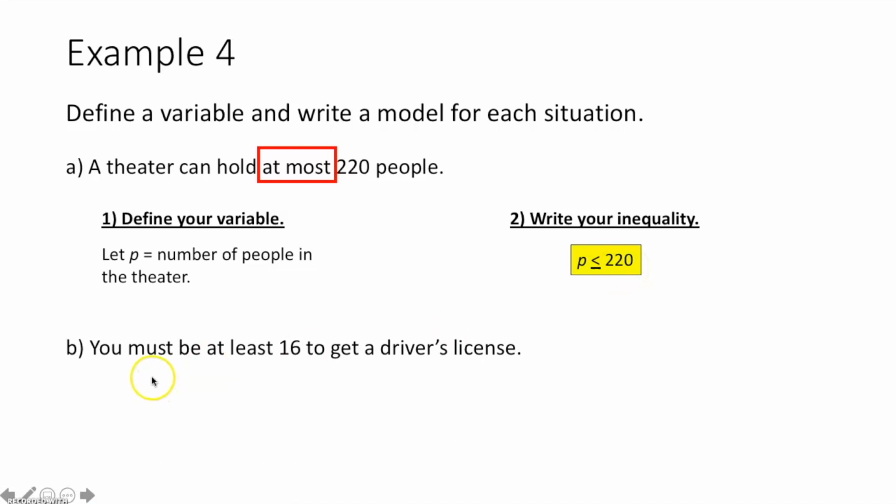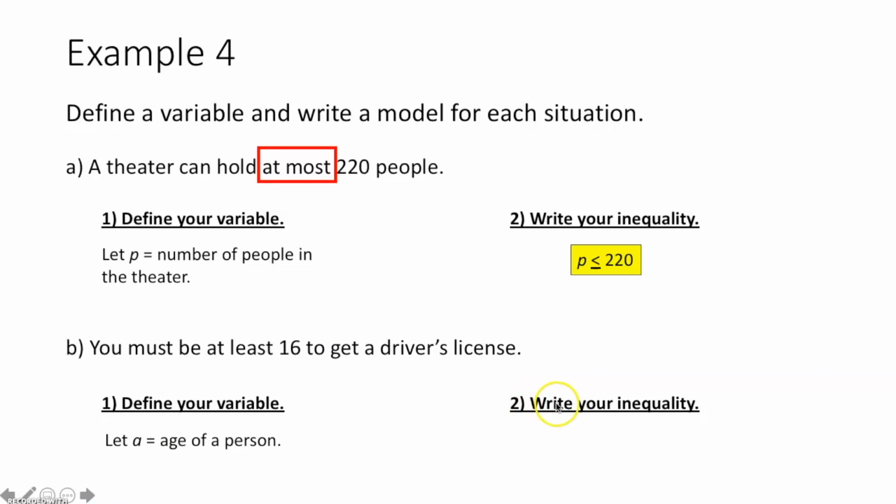Let's try part B. It says you must be at least 16 to get a driver's license. So we first define our variable. You must be at least 16. So maybe our age is A. Now we need to write our inequality. It says you must be at least 16. That means the least your age could be is 16, but you could be more than 16, right? You could be 17, 18, 19 and get a driver's license. Therefore, we need our age to be greater than or equal to 16.